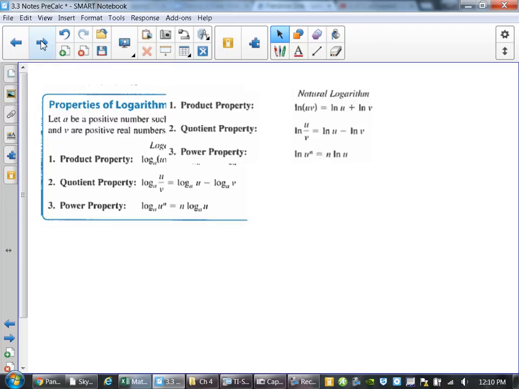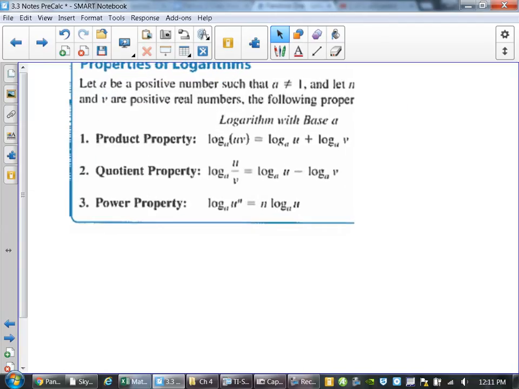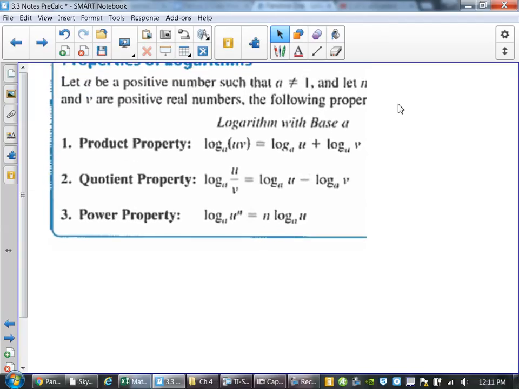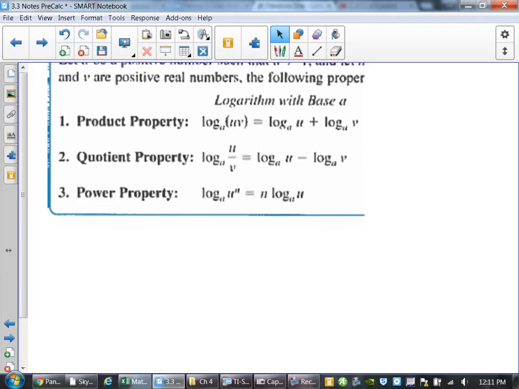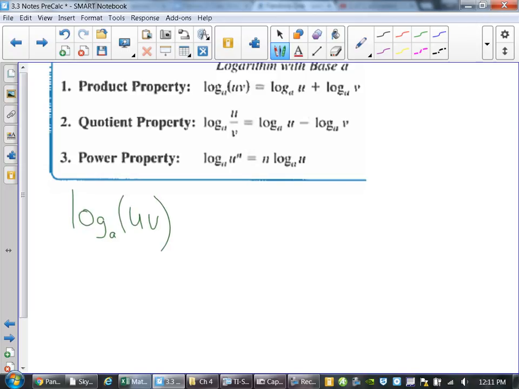Most of the stuff I want to spend time on is, this didn't clean up at all. What I want to spend the most time on is this stuff: the product properties, the quotient properties, and the power properties of logarithms. I realized that these didn't clean up as nicely, so I'll just write them down. If you have log base A of two things, U and V, when you take the log of two things being multiplied together, it is the same thing as saying the log base A of U plus the log base A of V. You can split them apart.